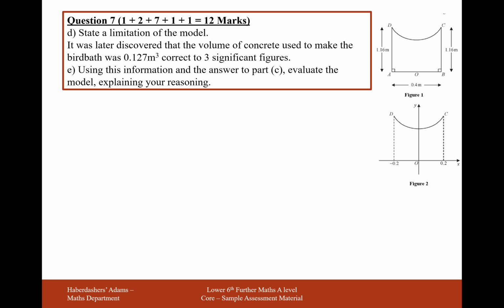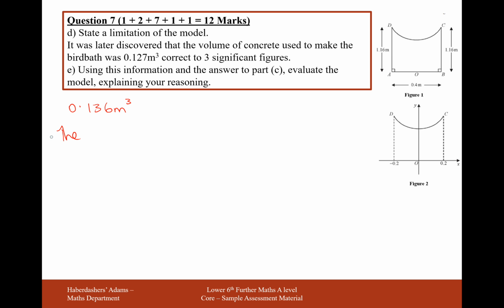Okay, part D is stating limitations in your model. So the measurements may not be accurate, the inside surface of the bowl may not be smooth, there may be wastage of concrete when making the bird bath, anything like that. It is later discovered that the volume of concrete used in the bird bath was 0.127. So what did we do? 0.136 meters cubed we used in comparison to that. Use this information, evaluate your model, explaining why.